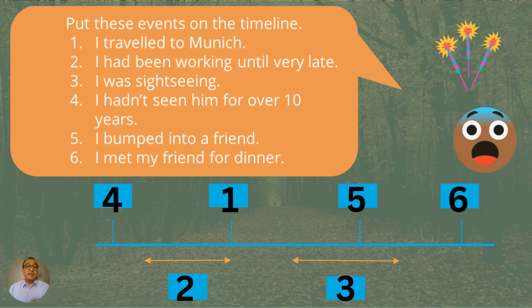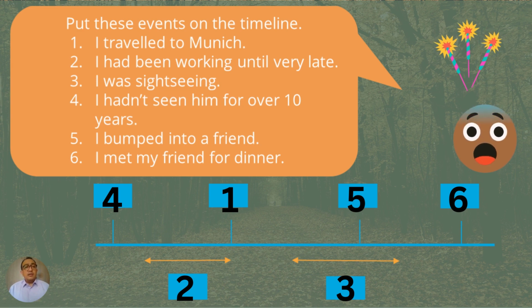Number 1, I traveled to Munich. Number 2, I had been working until very late. Number 3, I was sightseeing. Number 4, I hadn't seen him for over 10 years. Number 5, I bumped into a friend. Number 6, I met my friend for dinner. If you look at the 6 events, do you think that number 1 until number 6 are written in the right order?